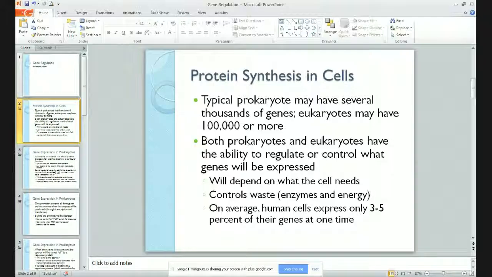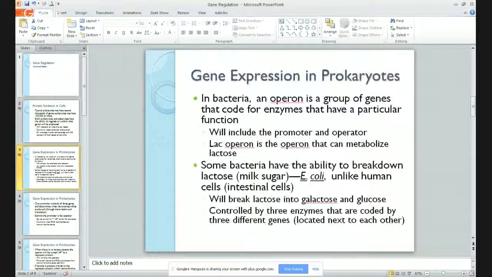On average, your cells will only express about 3 to 5% of their genes at one time. Different cells will express different genes. Your skin cells don't need to express your eye color. So we're going to get started with gene expression in prokaryotes.